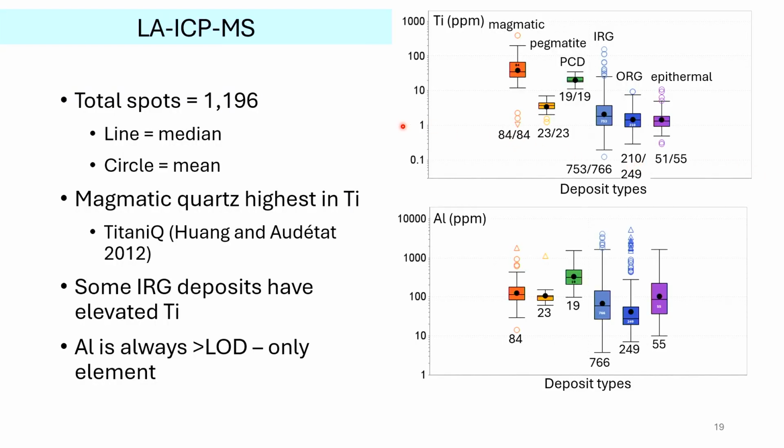All right, so wrapping up with the laser data, total of 1,200 spots from the varying different settings. So once again, it's magmatic as in magmatic ore deposit type, but magmatic quartz in the igneous host rock.